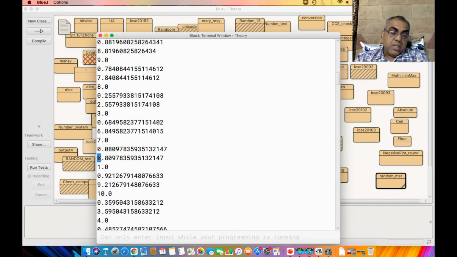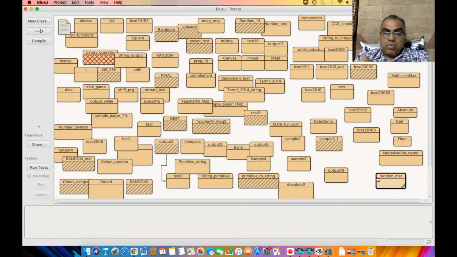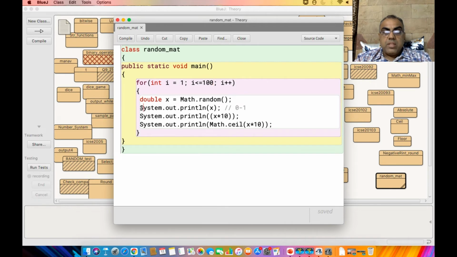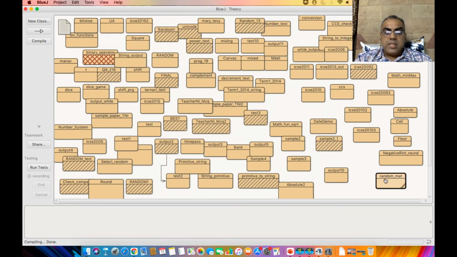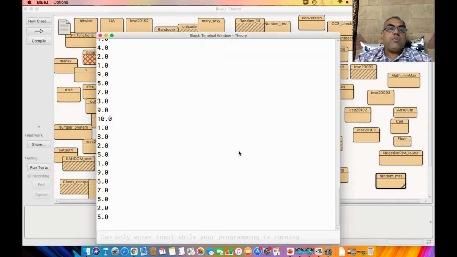That's the lowest digit. But then it has something over here. So even if it's 0.00001, it will become 1 because it's ceil. Now if I disable these two lines, I don't want the calculator straight. I want the number to be multiplied by 10 and ceil it. It is going to give me a range from 1 to 10. My mistake, not 0, 1 to 10. 1 is here, 10 is over here.